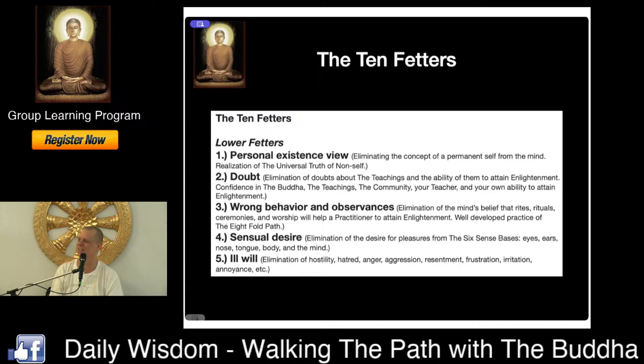But here the doubt is referring to the teaching from the Buddha. Because this doubt that I'm talking about, like, I doubt I'll be able to go home and stay dry, that's not going to hinder you from getting to enlightenment, right? But this doubt will hinder you from getting to enlightenment.